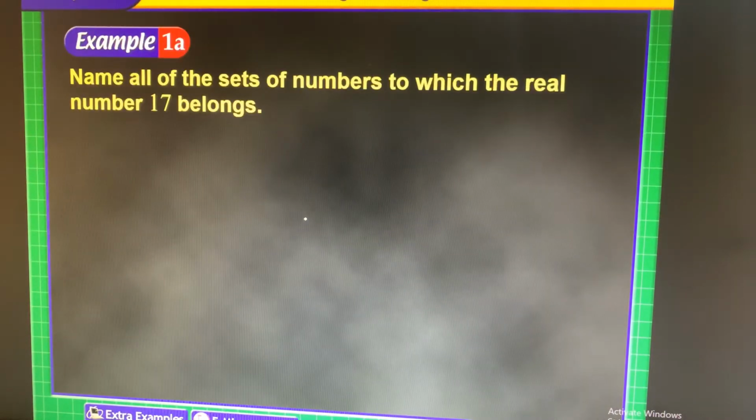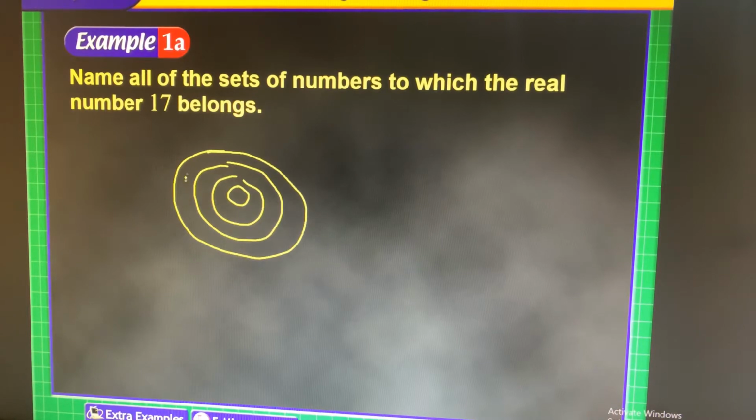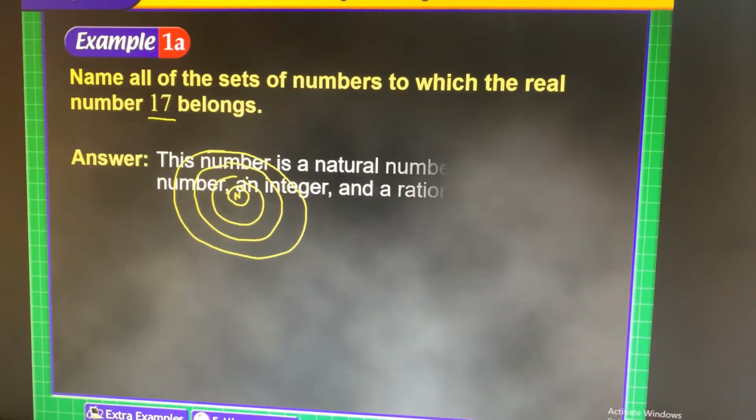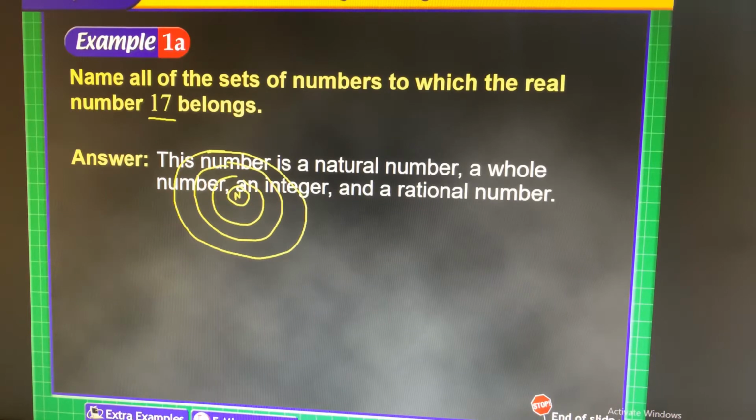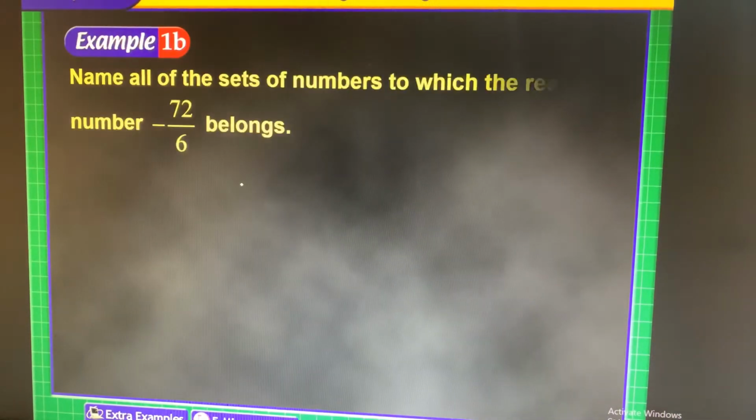All right, so name all the sets of numbers to which the real number belongs. Remember, start in the center of the circle and say, is it natural? Yes. As soon as you say yes to natural, it's a whole, it's an integer, it's rational. So it's all of them, okay? And it is all of them: natural, whole, integer, and rational.